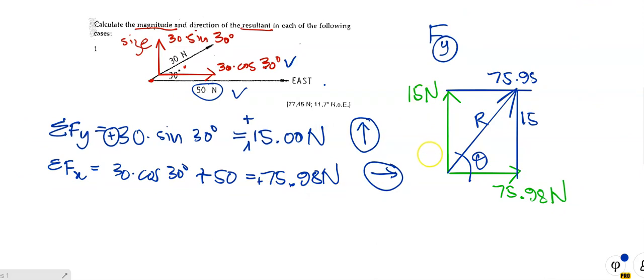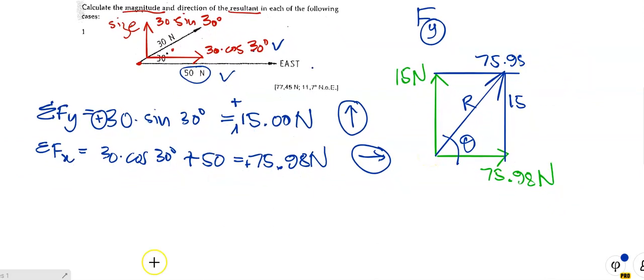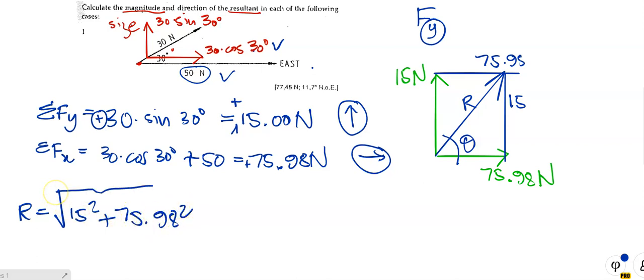Right, so R, the resultant, is equal to the square root of 15 squared plus 75.98 squared. And that's equal to that, right? I got 77.45. And people, if you leave out the unit here, I'm going to take a mark off. Okay, that now is the magnitude of the resultant.